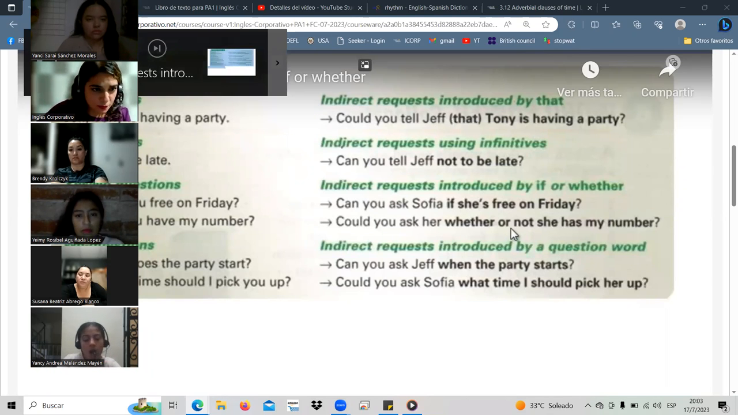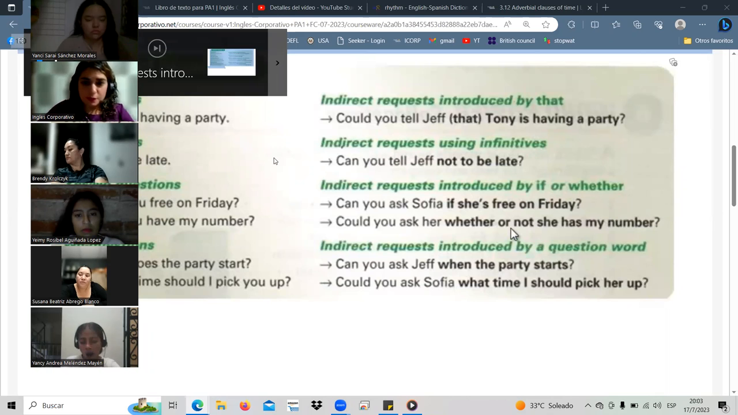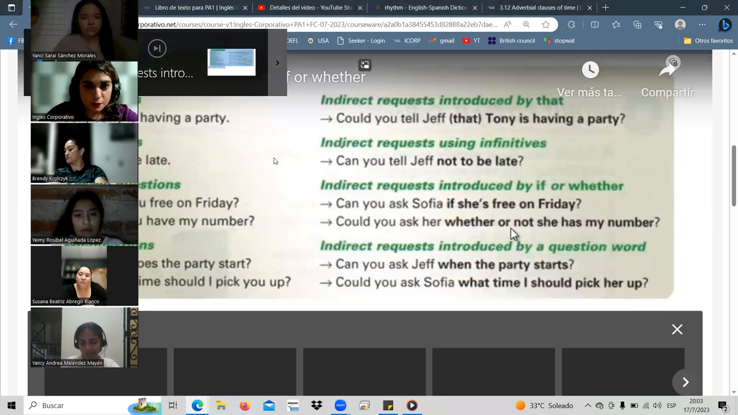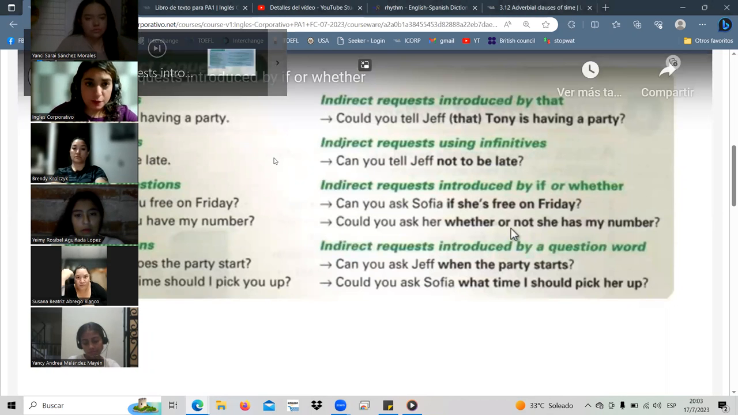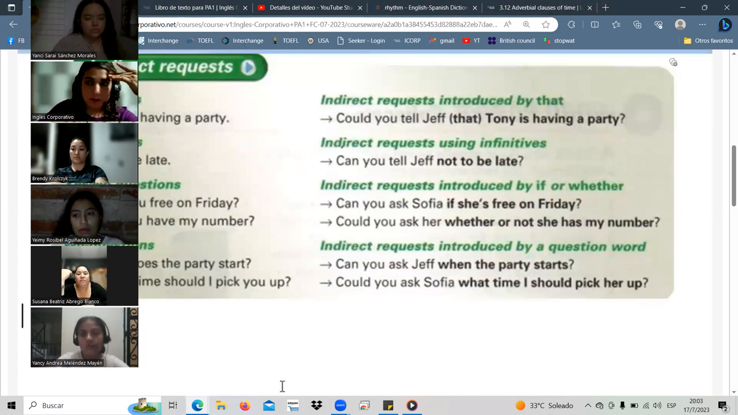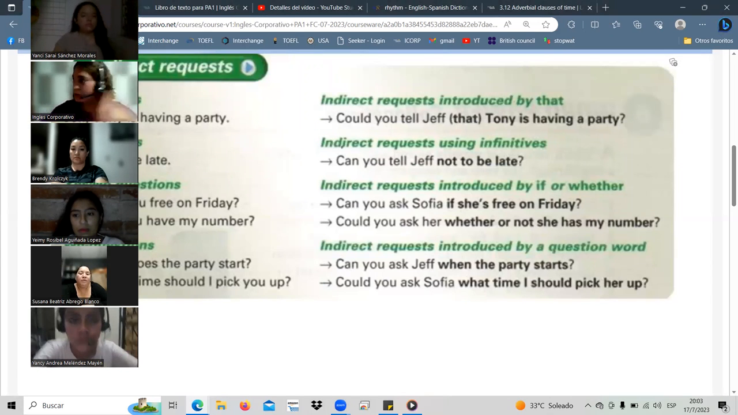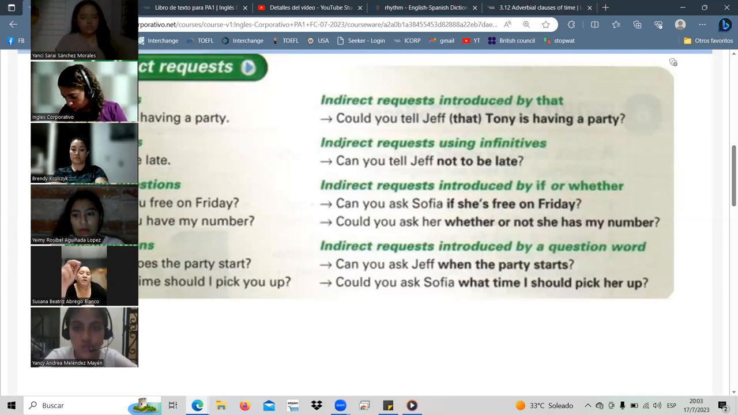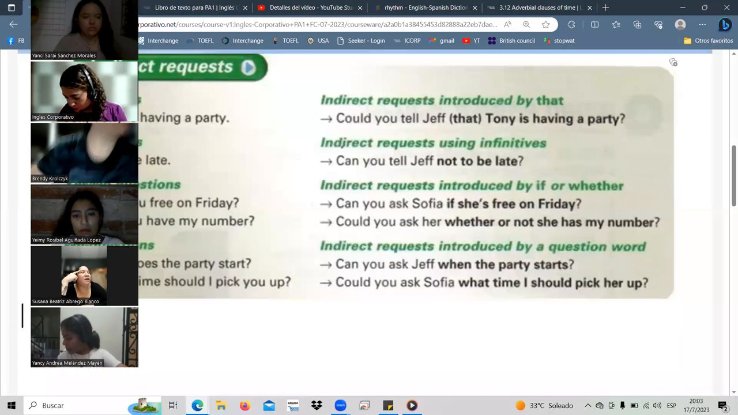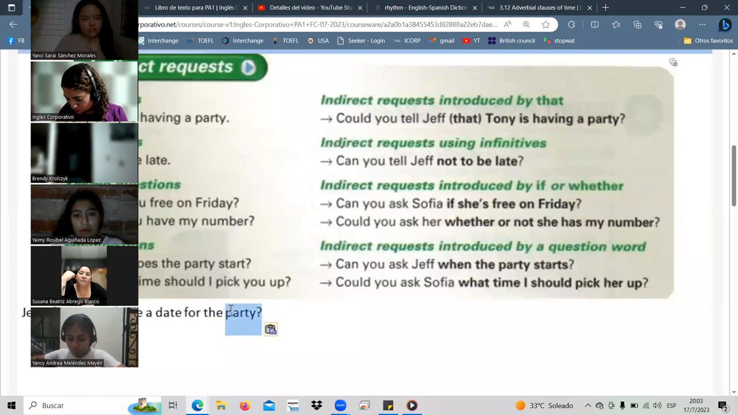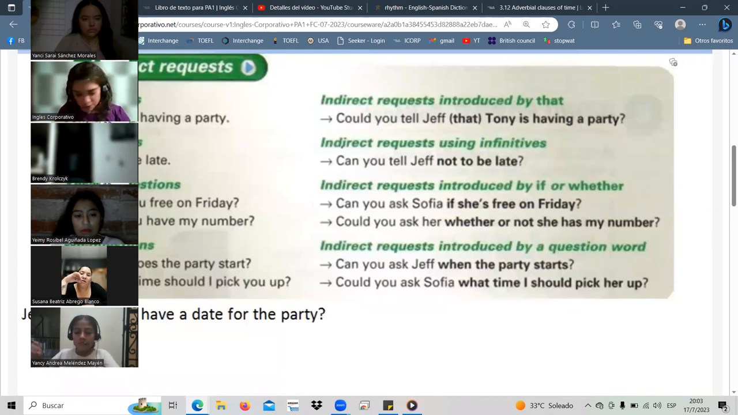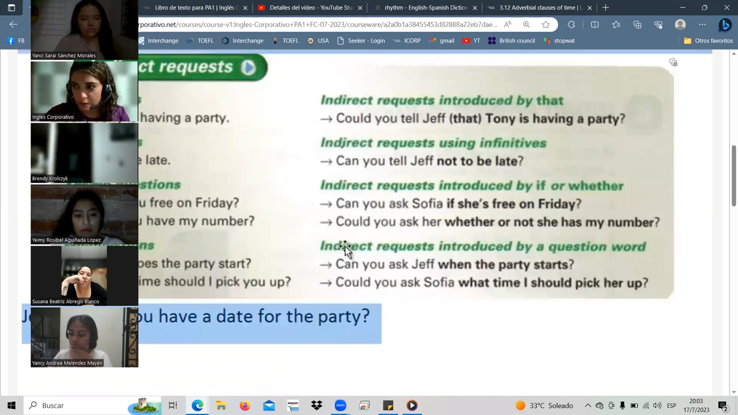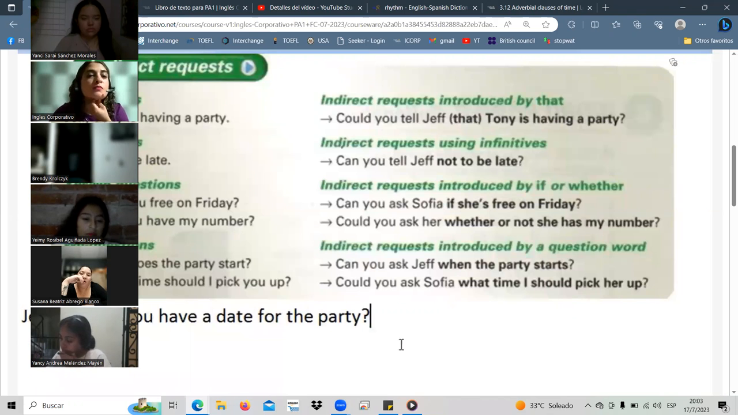So what we're going to do right now is I'm going to write a couple of questions, and then we're going to practice turning those questions into indirect requests. So let me just write the question here, and then we will turn that into an indirect request. All right, there we go. So let's say, for example, we have the first one. Jennifer, do you have a date for the party? So how are we going to change this?